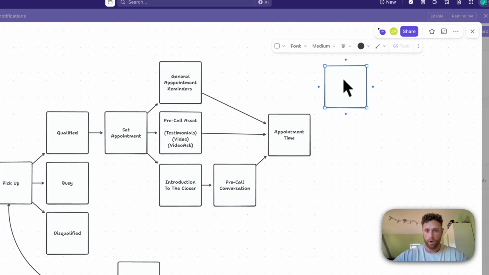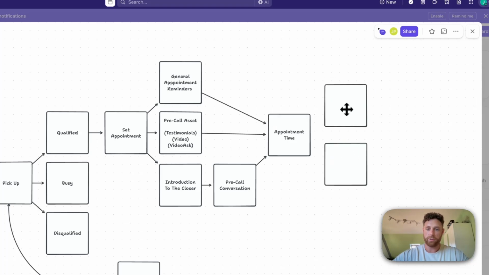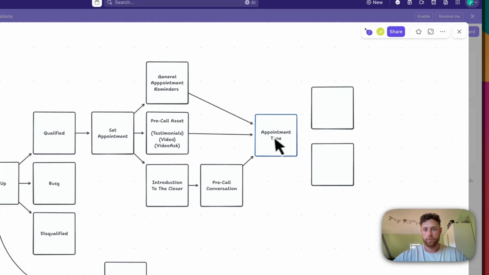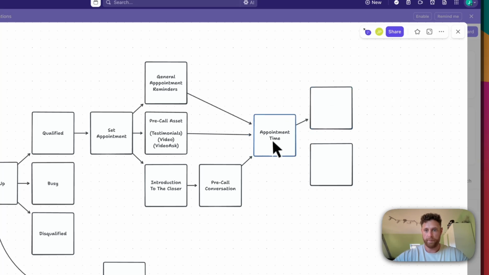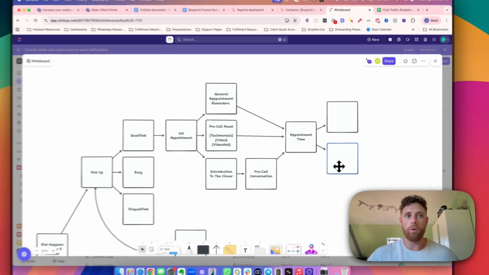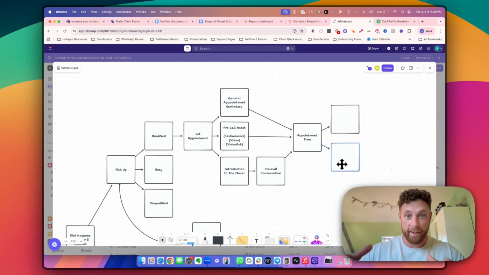We'll show you that in a second. But there we go. So we essentially have two things that could happen. What happens when an appointment time comes around? Well, they can show up or they don't show up.